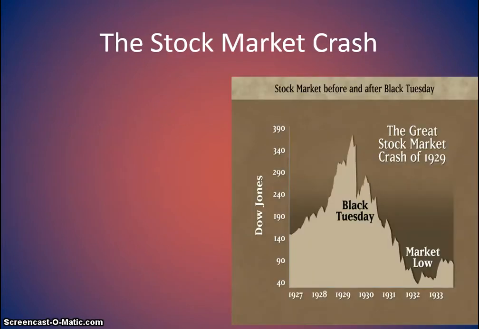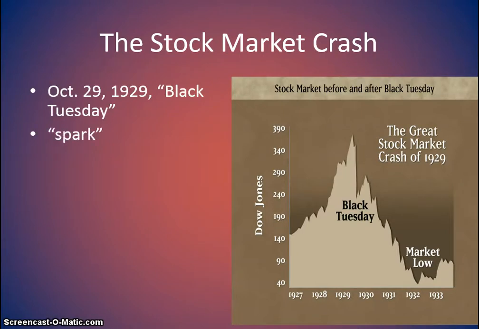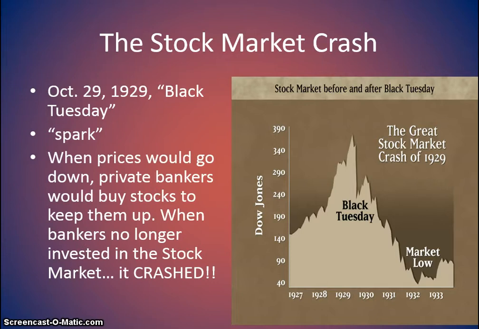Now the stock market crashes in 1929. October 29, 1929 is known as Black Tuesday. The spark of it is when prices would go down, private bankers would buy stocks to keep them up. When bankers no longer invested in the stock market, it crashed. So here you can see how it was very shaky. You can see it going up in the 1920s, and at the very end it just keeps crashing, crashing, and crashing, and the ultimate low is going to be in 1932.